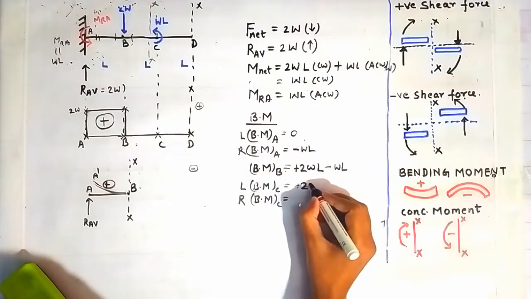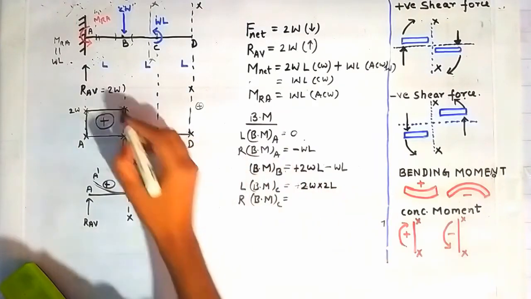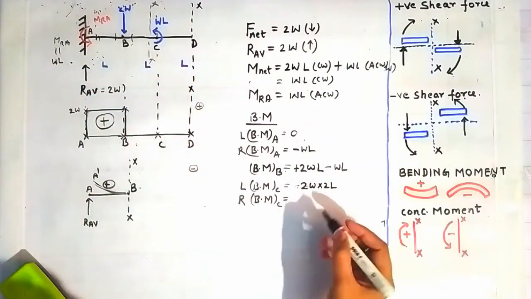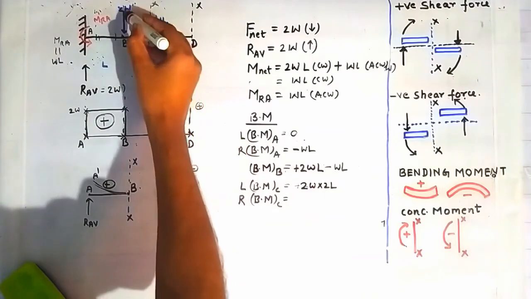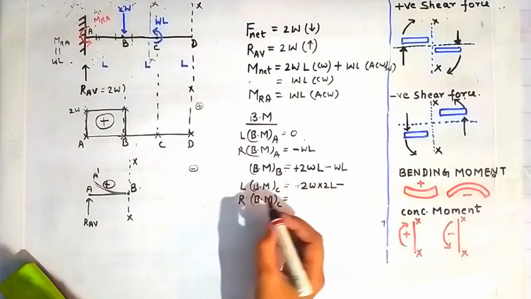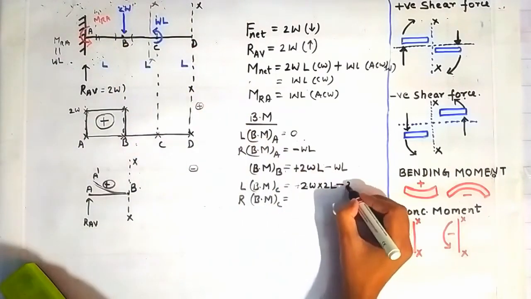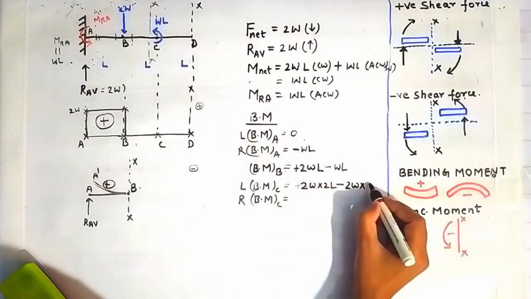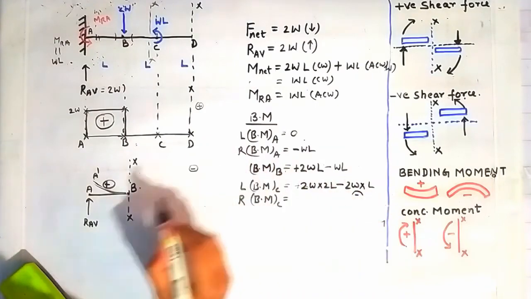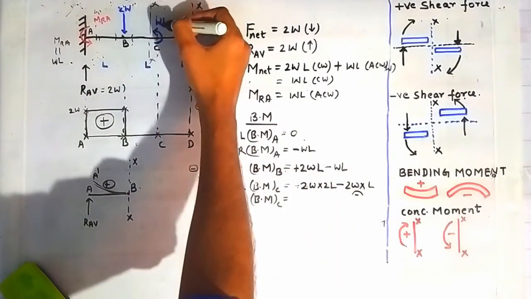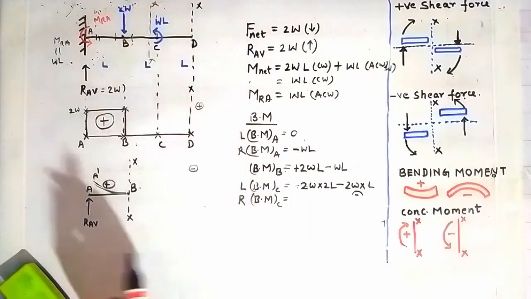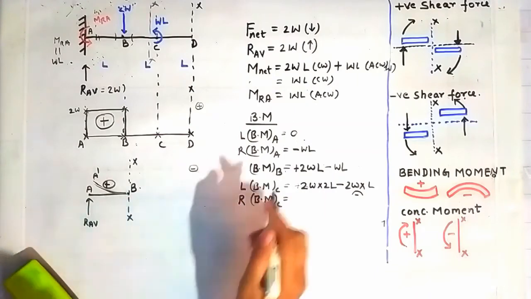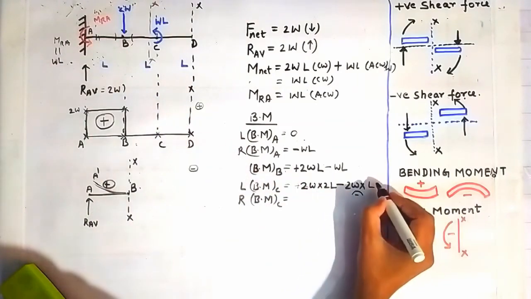plus 2W into 2L, that is this force magnitude into this distance between A and C. And because of this force there will be a moment of minus 2W into this distance between B and C, which is L. It is hogging, creating a hogging bending moment about this section XX. Now because of this concentrated moment there will be a negative bending moment of minus WL.